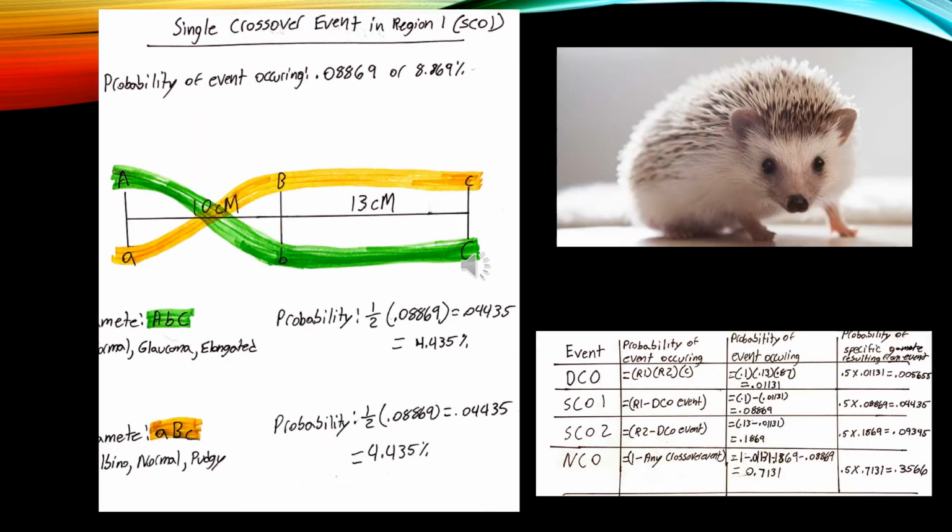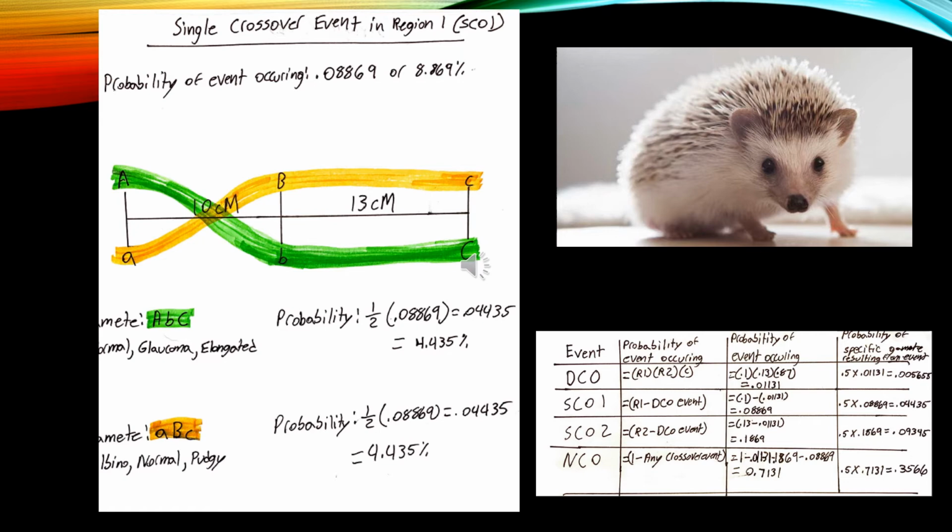The next possibility is that we have a single crossover event in region 1. The probability of this event occurring is 8.869%. As you can see in the bottom right hand corner, you can calculate this probability by taking the percentage that a double crossover event will occur and subtracting it from the distance between the loci, 0.1 Morgan between the first two loci.